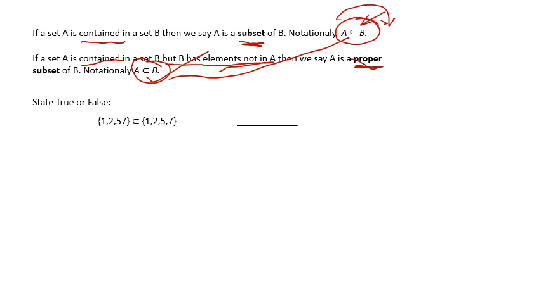Now, what we have here is the proper subset notation. Two questions. Is everything on the left contained on the right? The 1 is, the 2 is, but not the 57. So this is false. Pause the video.